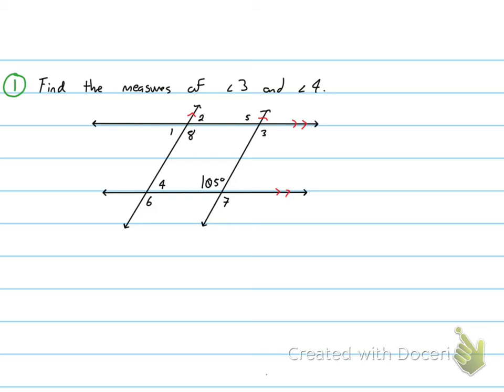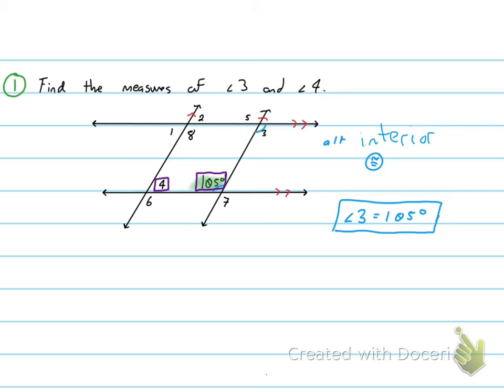So we're going to use those angle relationships to identify new angles. In looking at the diagram in number 1, I want to find the measures of angle 3 and angle 4. I'm given 105 degrees of this angle here, and that's where I center everything from. If I look at that 105 degree angle and angle 3, I can see that these are alternate interior angles. Alternate interior angles are congruent, so if that angle is 105 degrees, angle 3 is 105 degrees.